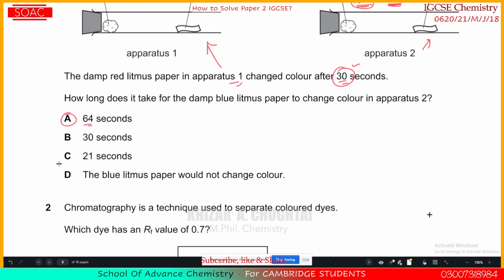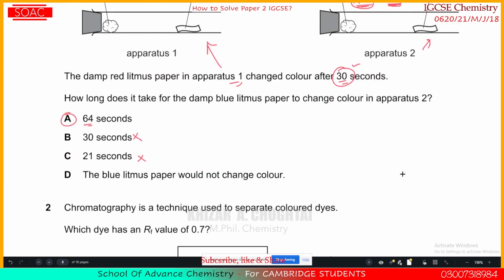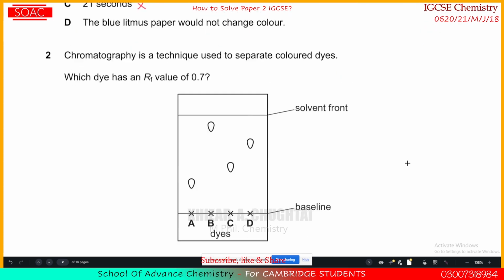A is the correct option. Not 30 seconds, not 21 seconds. Would the blue litmus paper not change color? No, it will change color because it's an acidic gas and it is damp. Damp means moist, that is, having some quantity of water, having moisture. So yes, A is the correct option.